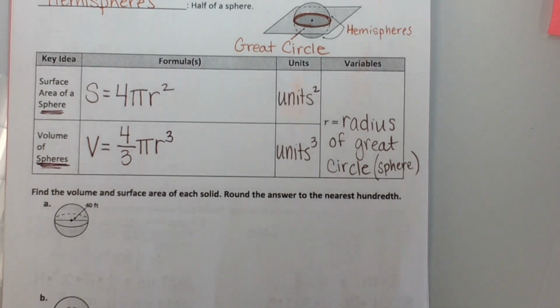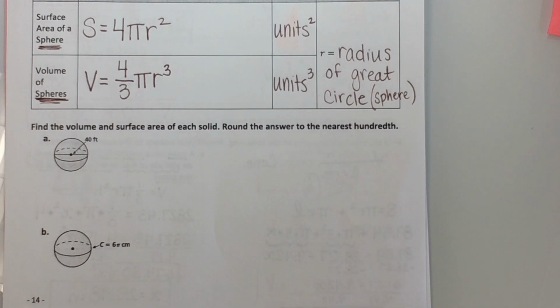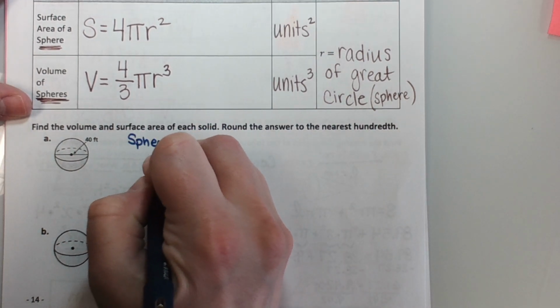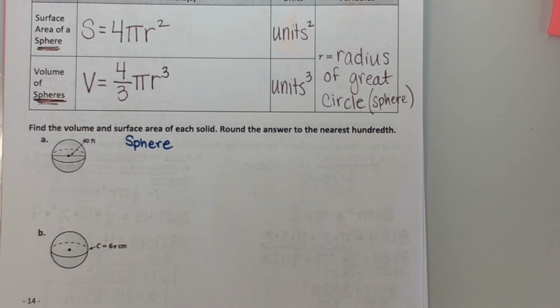Okay. Find the volume and the surface area of each solid. Round the answer to the nearest hundredth. What shape? I think it's a sphere. That is a sphere. Be careful to keep an eye on these. Spheres and hemispheres look very similar.